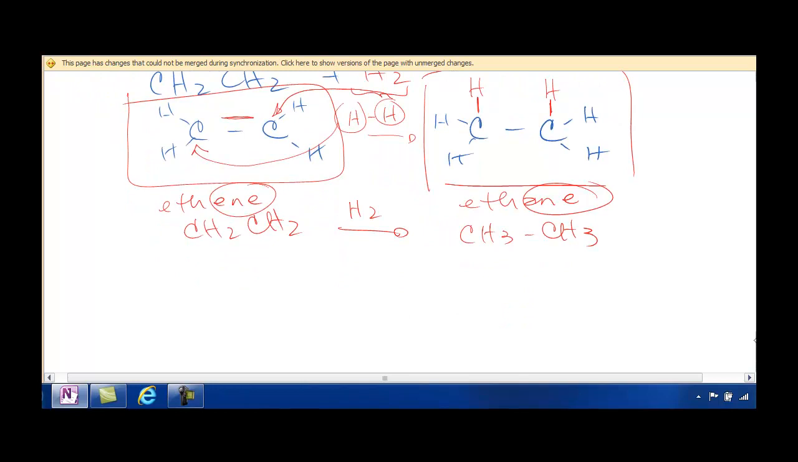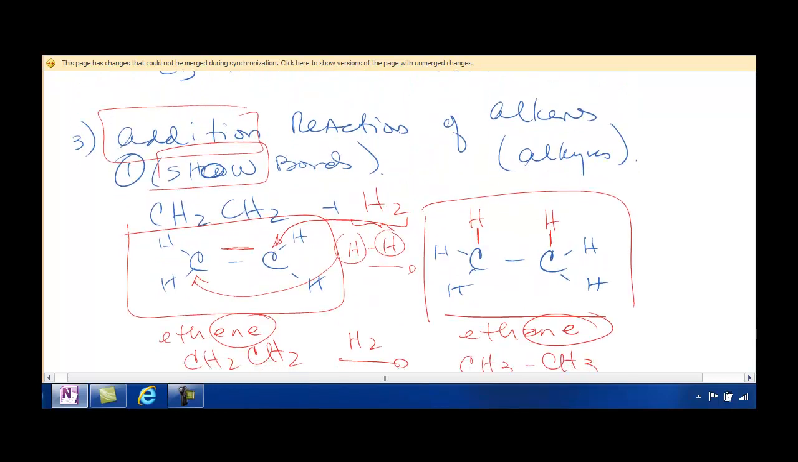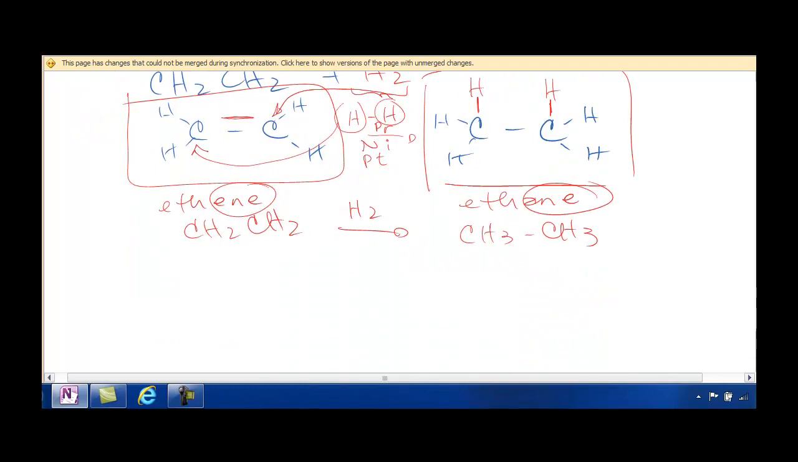In order for this reaction to take place, I need a catalyst, and the catalyst is going to be a metal like nickel or platinum, and you may even see pressure on the arrow. On the arrow you're going to see the conditions that need to be met in order for those products to appear. So you can see nickel in there. Otherwise, it takes forever for the products to be seen.